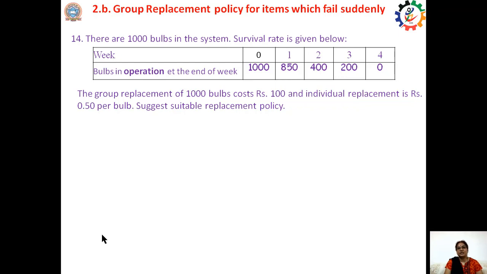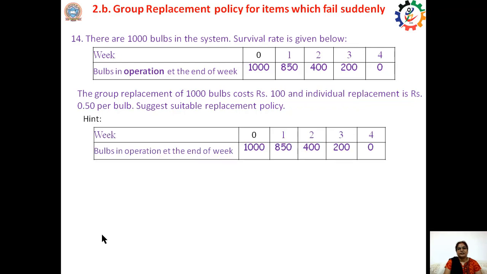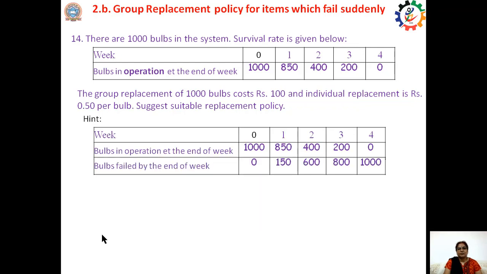So we need to calculate one more extra step. So how do we get it? This is CI and this is CG. Now, what is the next step? Bulbs failed by the end of the week. We have bulbs in operation by the end of the week. How do we do it? Calculation is given. This is the third row. First, second, third row. 1000 minus the corresponding element in the second row.